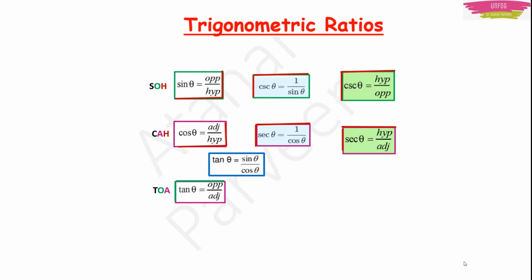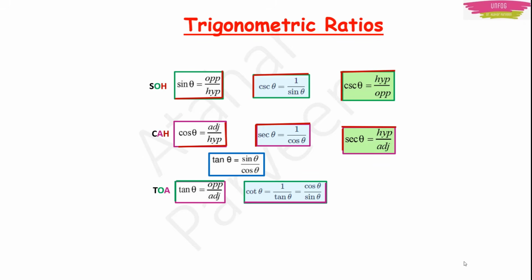You write opposite by hypotenuse whole divided by adjacent by hypotenuse. Hypotenuse will get cancelled and you will get opposite side by adjacent side. So tan theta is equal to sine theta by cos theta. There is another trigonometric ratio which is reciprocal of tan theta. We call it as a cot theta.